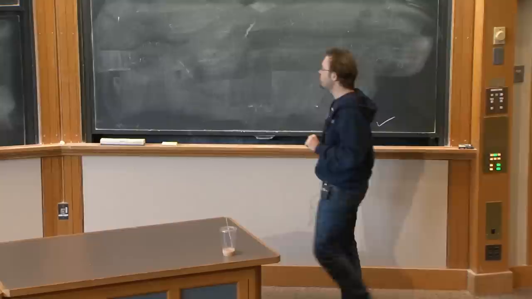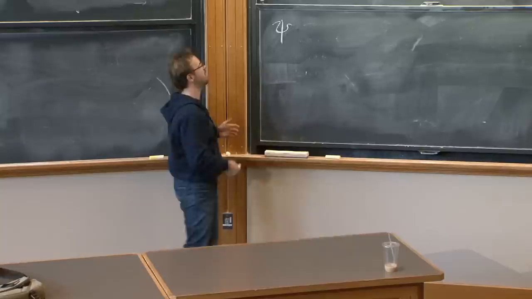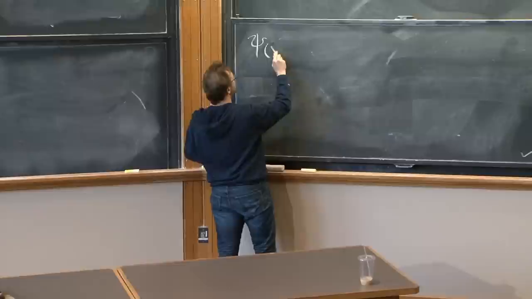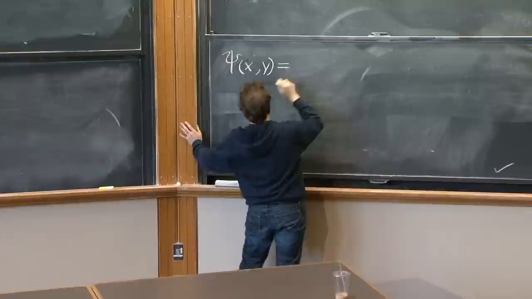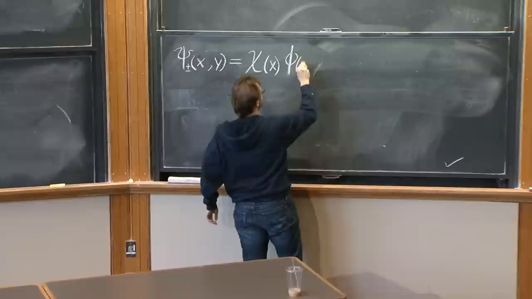But here's the crucial thing. For fermions, what I wrote last time was, suppose we have two particles, and they're identical. We know one is in a state chi of x, and the other is in a state described by phi of x. I'm going to call the position of the first particle x and the position of the second particle y. I could build two states with that property, of the following form: chi of x, phi of y, plus or minus chi of y, phi of x.